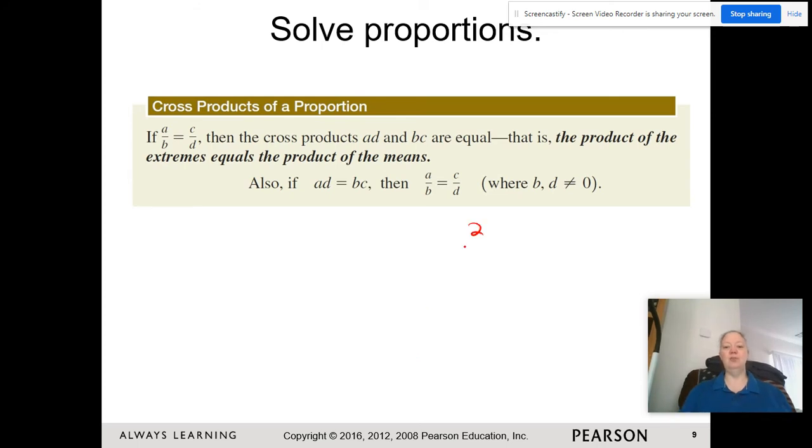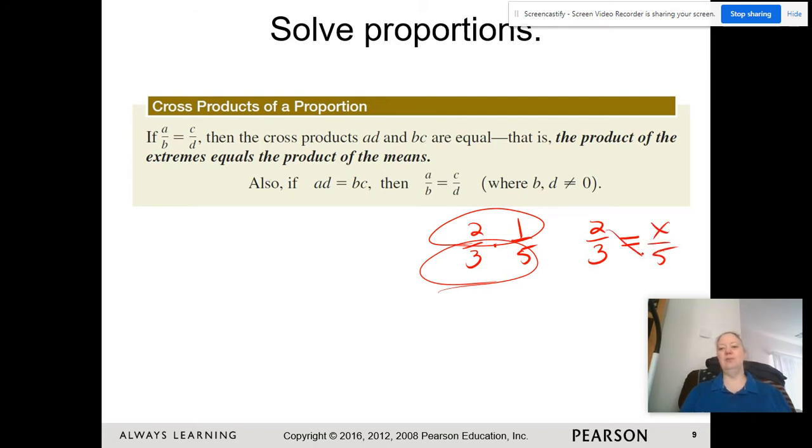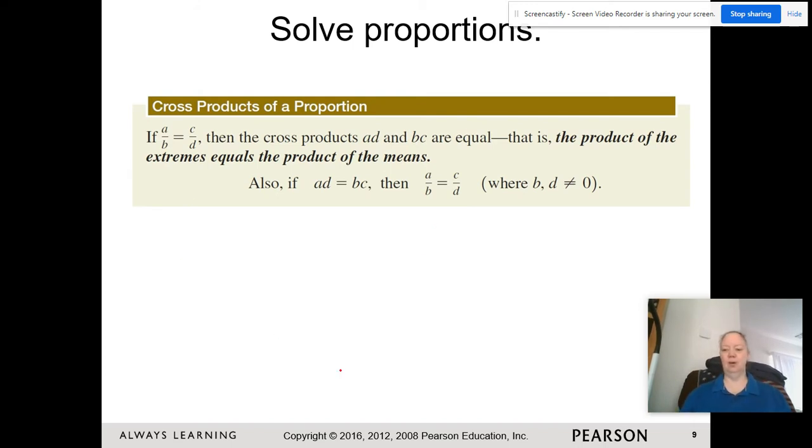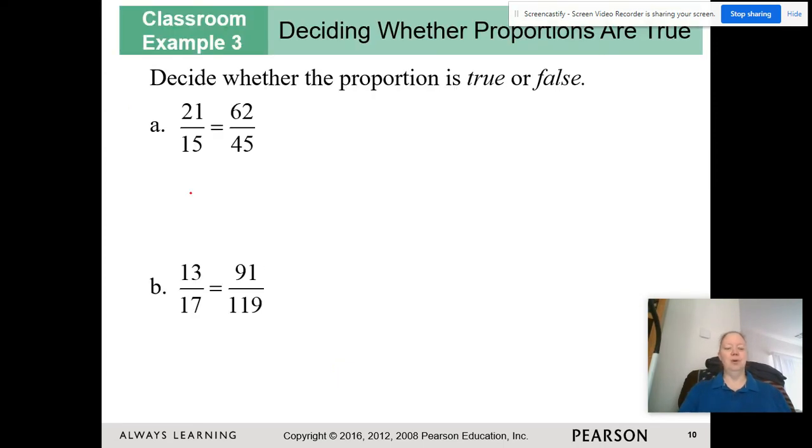If you have 2/3 times 1/5, you multiply across. If you have 2/3 equals x over 5, you multiply diagonally. So be careful here. Make sure that you know which situation you have. So if we want to check to see if a proportion is true, we are going to do cross multiplication.